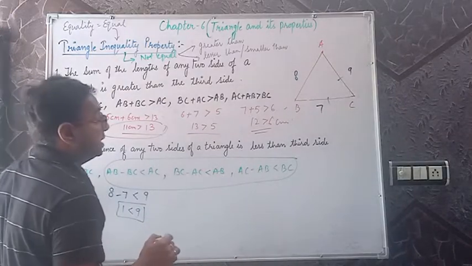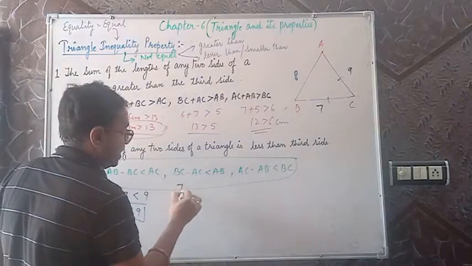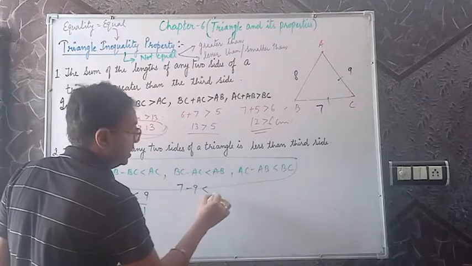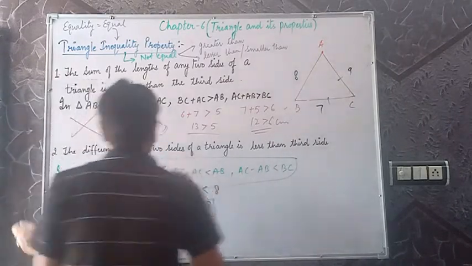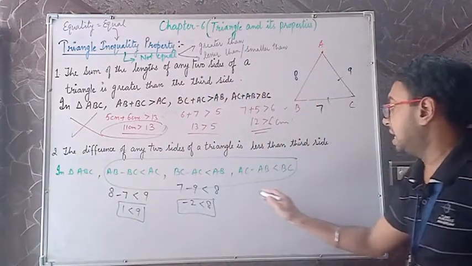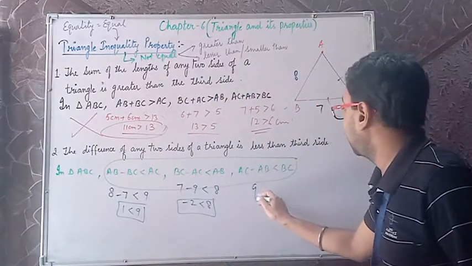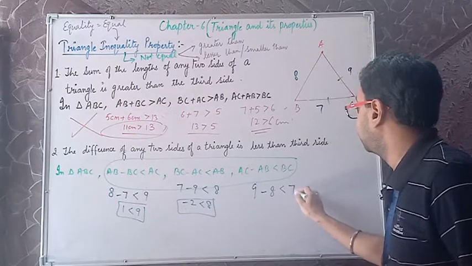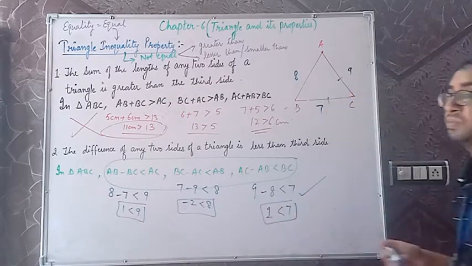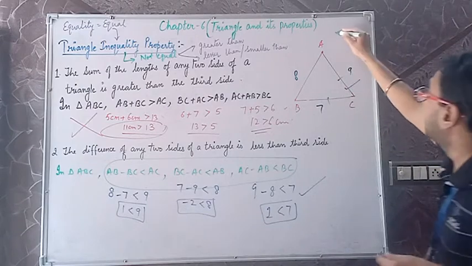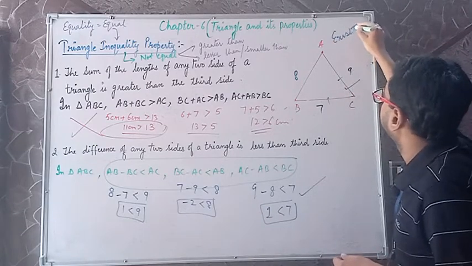Next, BC minus AC. BC is 7, AC is 9, so 7 minus 9 is minus 2, lesser than 8. So minus 2 is less than 8. Yes, again proved. Next, AC, which is 9, minus AB, which is 8, is 1, less than 7. 1 is less than 7. Again proved. So this is also true. So hence, this triangle exists.